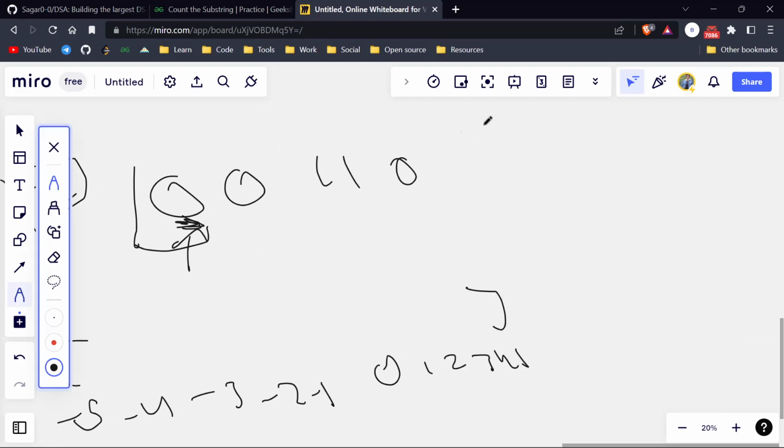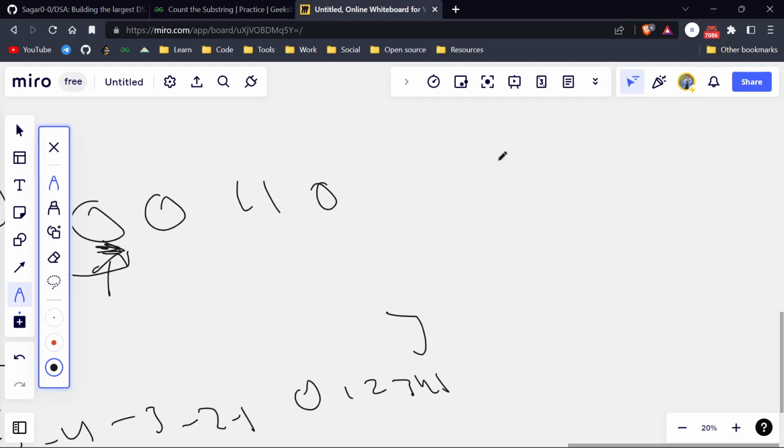So the pattern in which we have one more 0. Remember that thing: one more 0 means the number of 0s is one extra than the number of 1s. So 0 and 0, 0, 1, 0, 0, 0, 1, 1. In all these patterns, we have one extra 0 than 1.